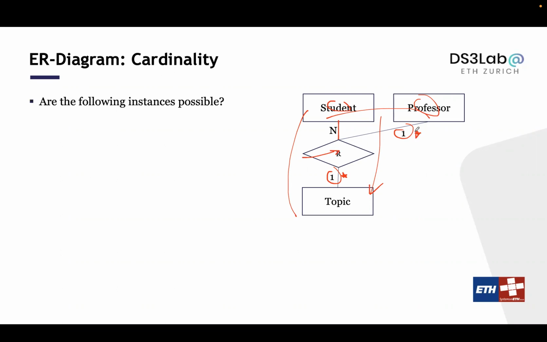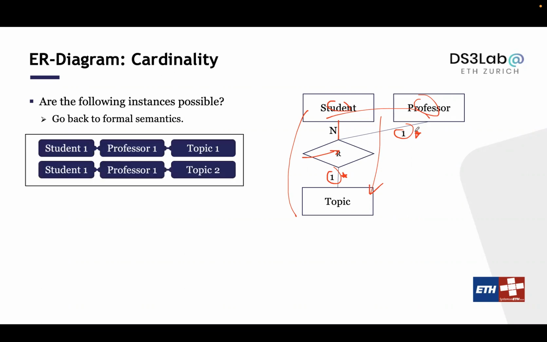Now let's look at some examples, because when we talk about the ER model, we are trying to specify the type of database instance we are allowing here. Going back to the formal semantics, assuming I have this diagram with the 1 labels on these two edges, is this database instance possible? I have 2 participations for this relationship R: student 1, professor 1, topic 1, and student 1, professor 1, topic 2. Are we allowing this database instance for this application?